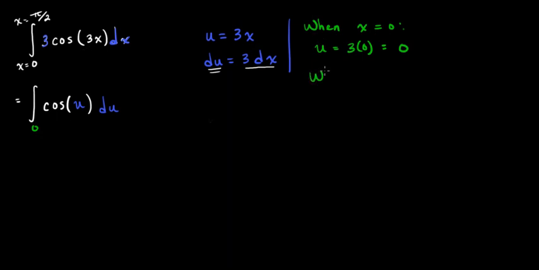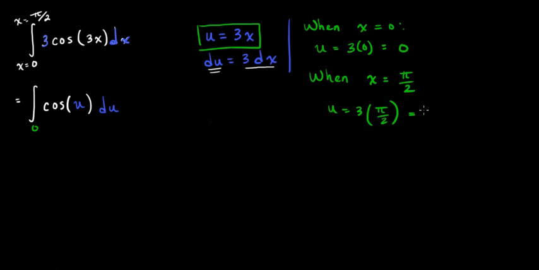And similarly, when x equals pi over 2, then u is going to equal 3 times pi over 2, since remember, u is equal to 3x here. Well, that's simply 3 pi over 2. So my upper limit now becomes 3 pi over 2. And so now I'm going to evaluate this integral. Again, the antiderivative of cosine is sine of u, and this is going to go from 0 to 3 pi over 2.